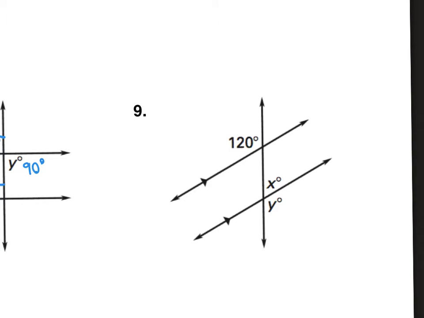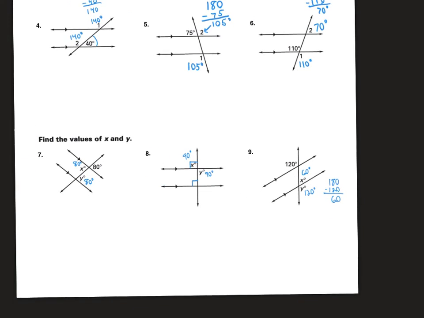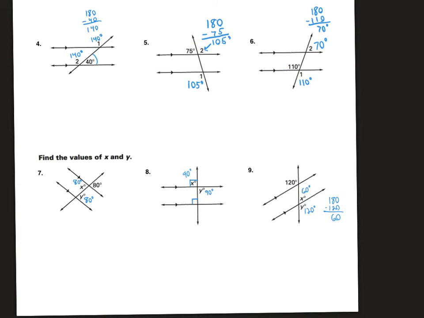In number 9, we have a 120 degree angle, and we have y, which is an alternate exterior angle. Alternate exterior angles are congruent to each other. Y is also 120 degrees. And x and y form a linear pair, so they add up to 180 degrees. And if we subtract from that the 120 degrees that is angle y, we can find what angle x is, and it is 60. So far, so good. Let's move on.